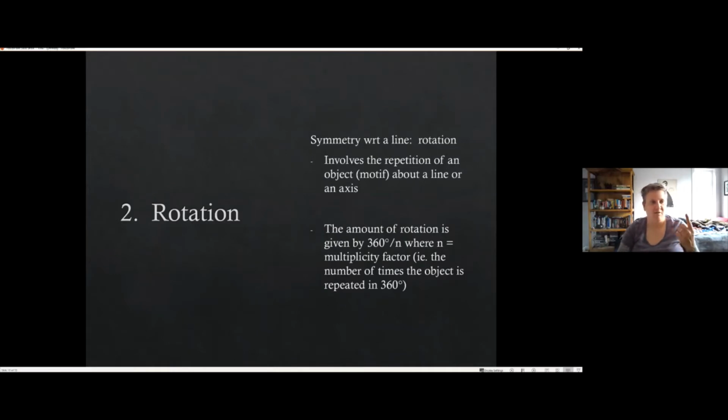So you could have 1, you could have 2, you could have 3, 4. You can't have 5. That doesn't work. And 6. And then anything after 6 is just a repetition of 1, 2, 3, 4, 6.